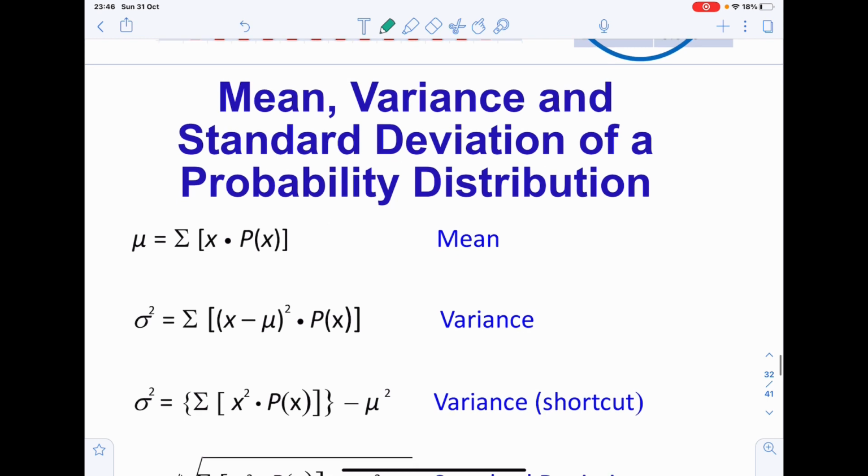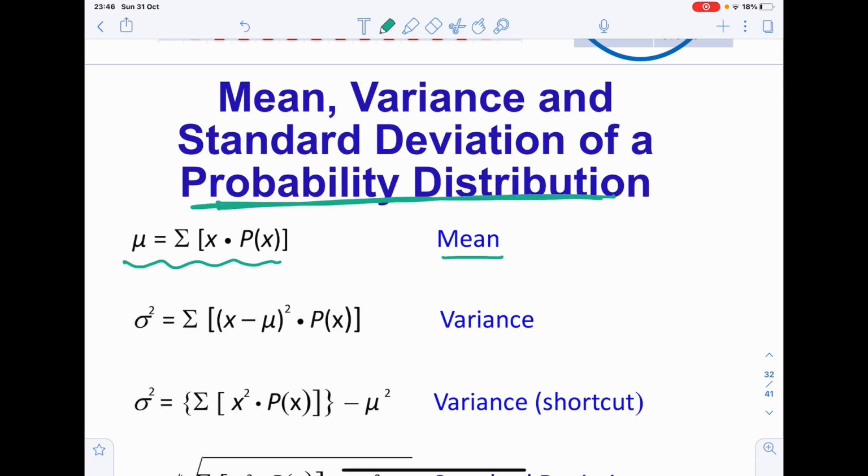Now, what is the mean, the arithmetic average, and the variance for the probability distribution. You already know how to find the mean and the variance from the previous chapters, but in this chapter we are talking about the mean and the variance for the probability distribution.